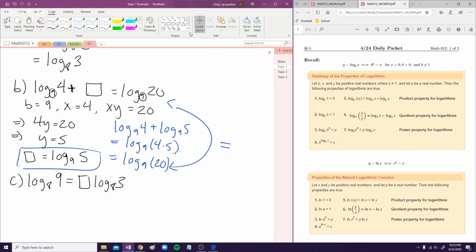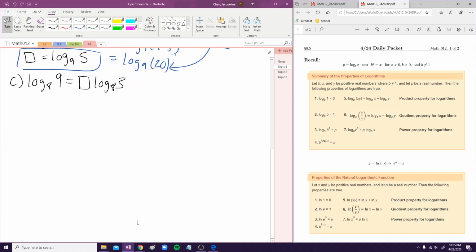So lastly, for this topic, let's talk about letter C. For product property and quotient property, there's always going to be two terms and then equal to one term. When you have the power property, it's always one term equals one term, but when you change it around, there's going to be a coefficient, right? So let's look again. Let's look at our bases. Our bases are both 8, so that's good. Since there's one term, and since we're looking for a coefficient, that's telling me we need to use the power property.